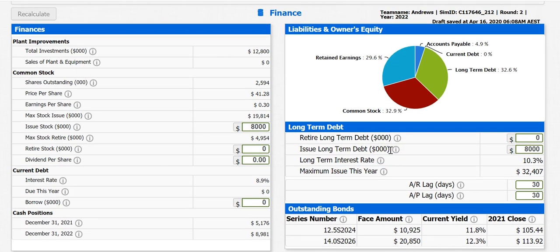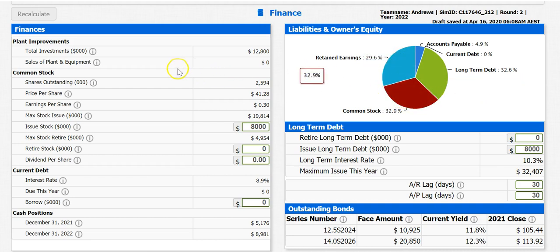The other things we need to look at here, and I think the simplest way to look at this is to look at the pie chart. This pie chart tells me how I've been financing my company. Now, I've been financing my company mostly through retained earnings and common stock. It's not just in this round, it's the rounds before. Long-term debt is 32%, and common stock and retained earnings are like 60-something percent, the two of them.